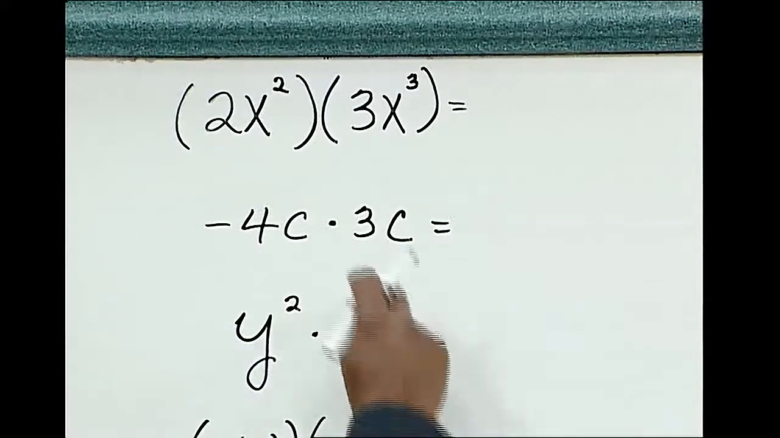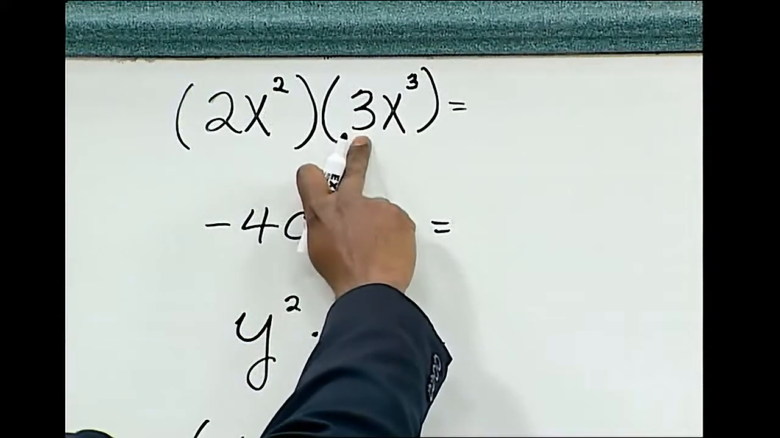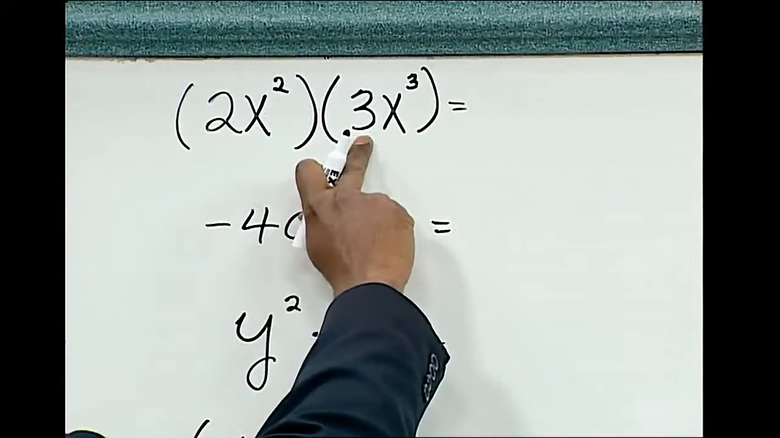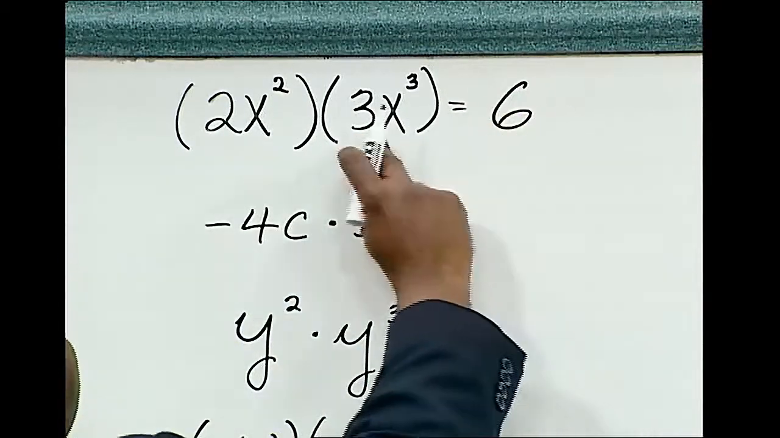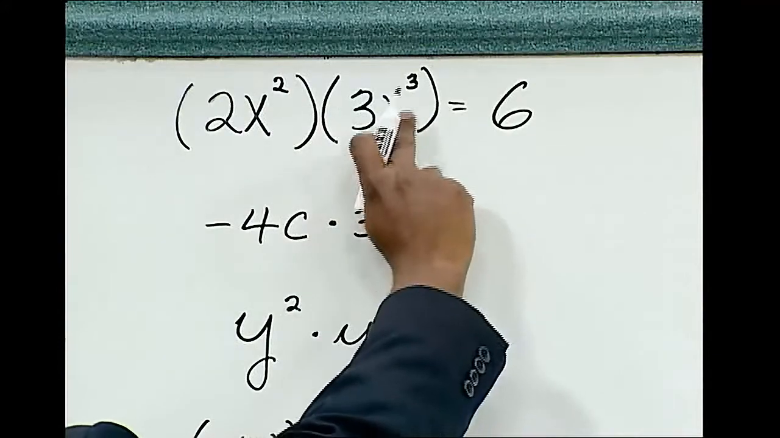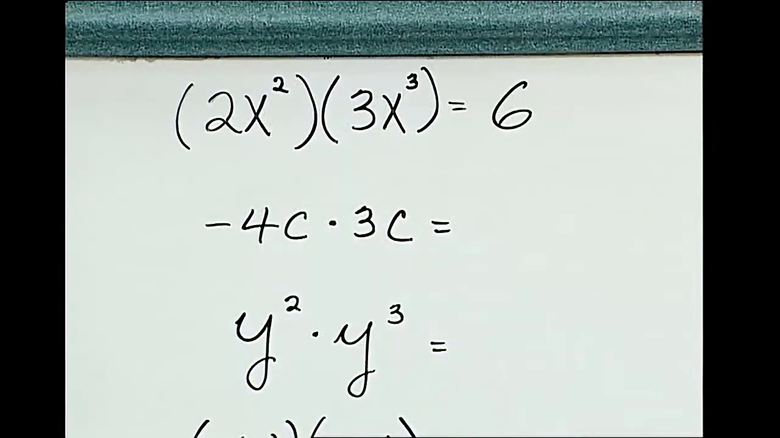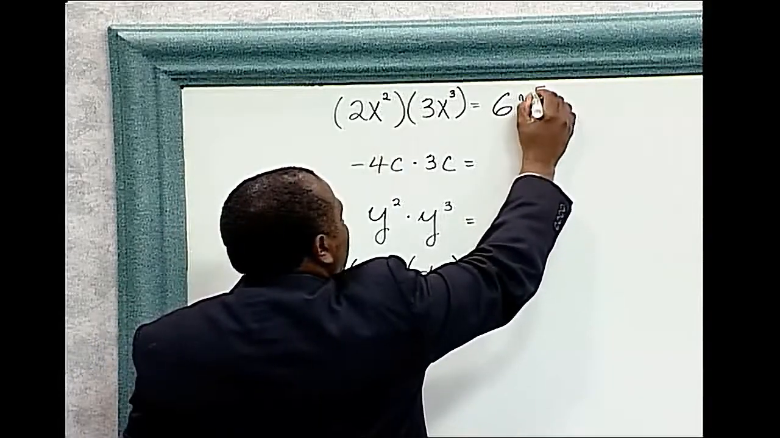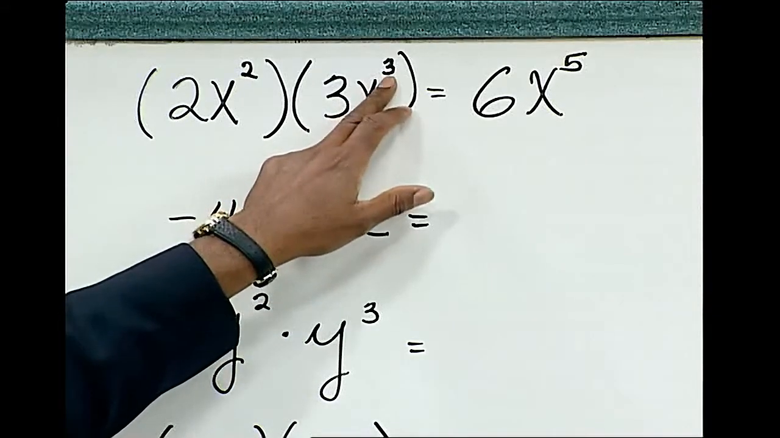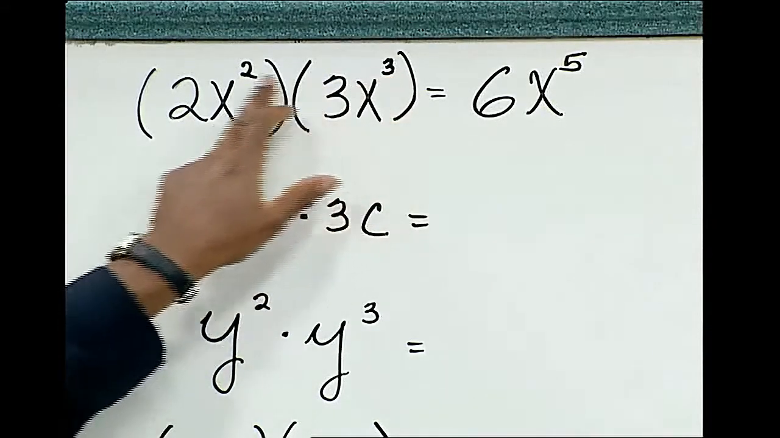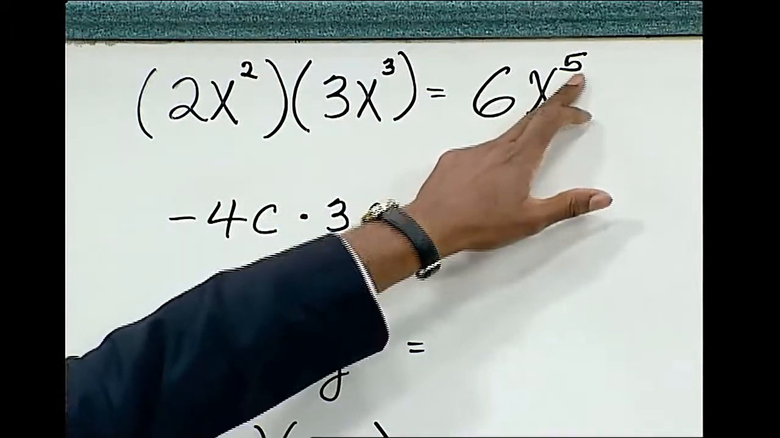In this particular problem, we're going to multiply the coefficients, which are also called the numbers. 3 times 2 is equal to 6. x to the second power times x to the third power is equal to x to the fifth power, because we add the exponents of the variable. 3 plus 2 is equal to 5.